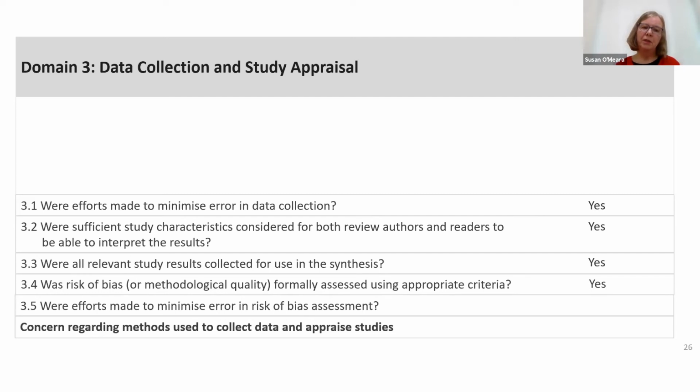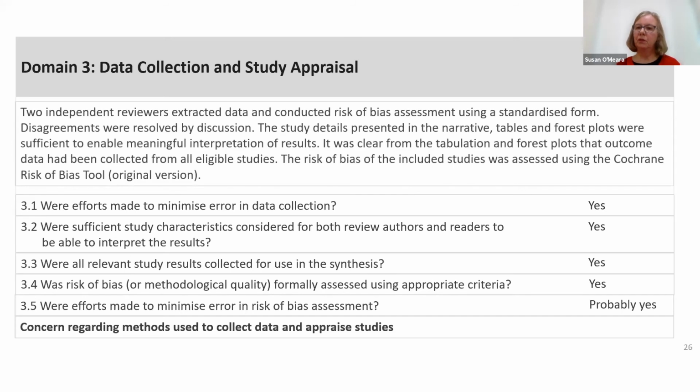And lastly, were efforts made to minimize error in the risk of bias assessment? Now for this, we put a probably yes, because the review authors were not completely explicit about what they did. However, they mentioned risk of bias assessment in the same breath as data extraction. And from that, it seemed reasonable to assume that they would have followed the same process. So they would have had 2 independent reviewers, and decisions would have been resolved by consensus. And we felt that that was okay. And again, we include our comments, and this domain overall was at low risk of bias.